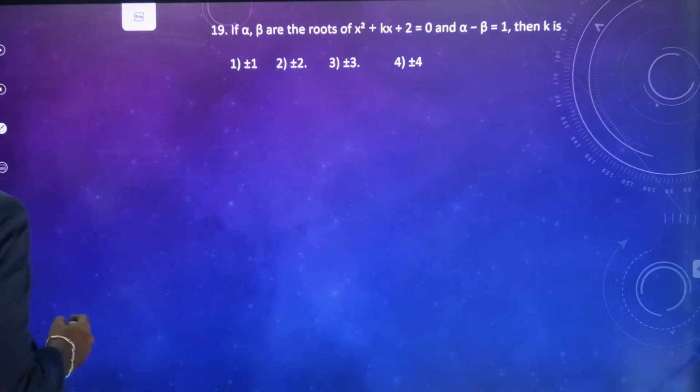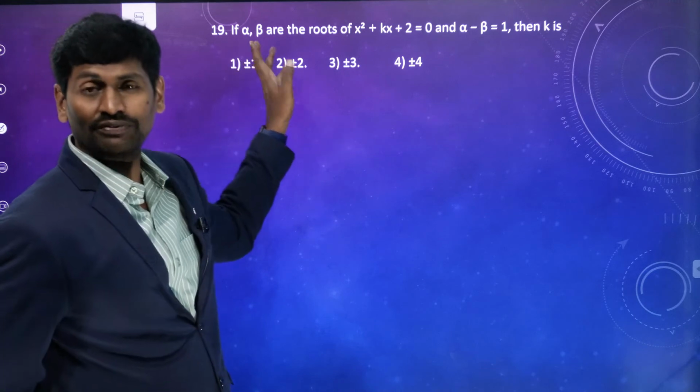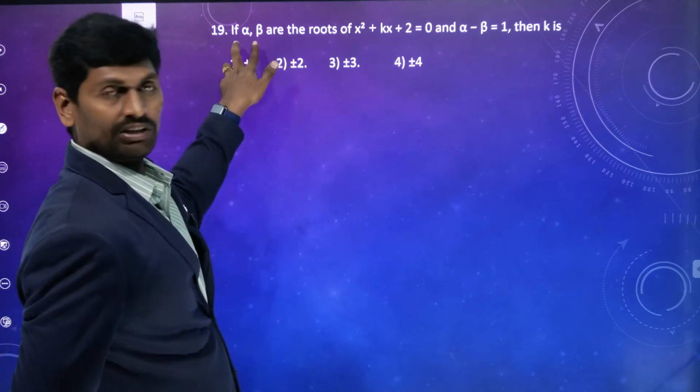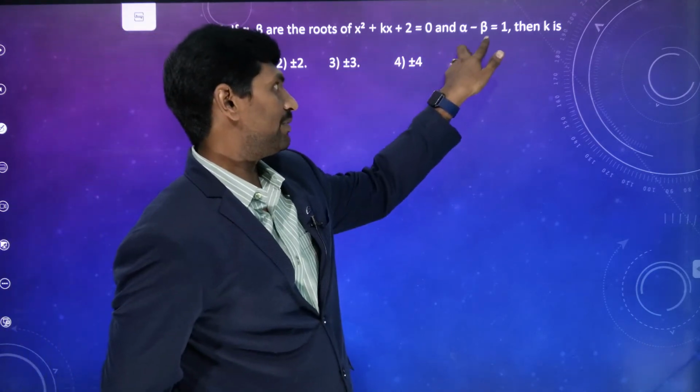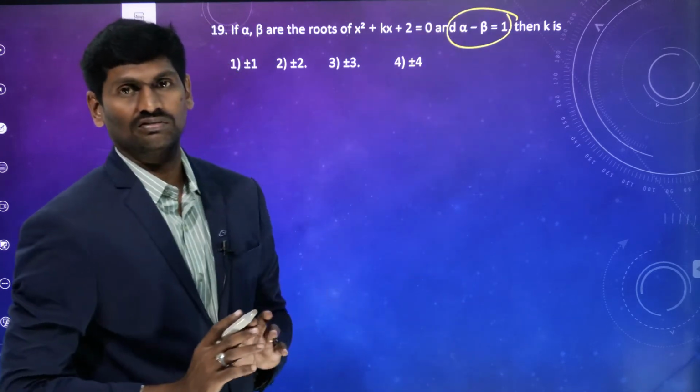Next. Same problem, directly given instead of x1 and x2, directly alpha beta value, alpha minus beta value 1. So the difference is 1, same process, try that answer.